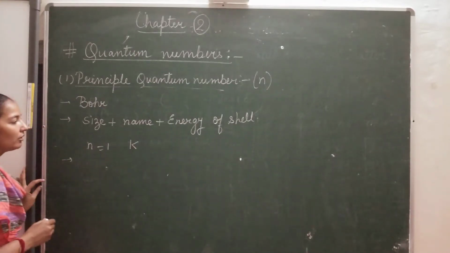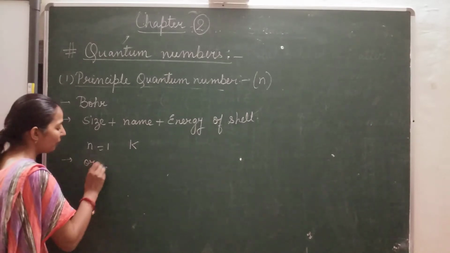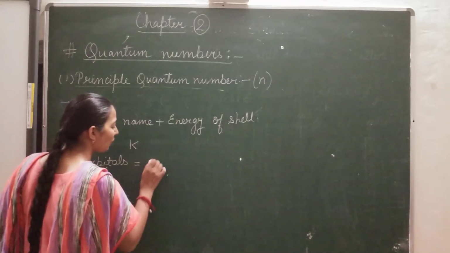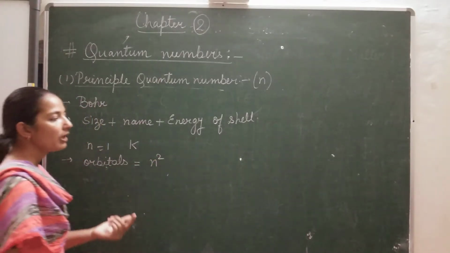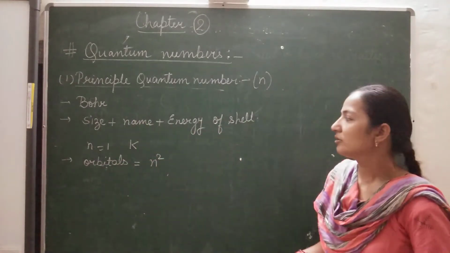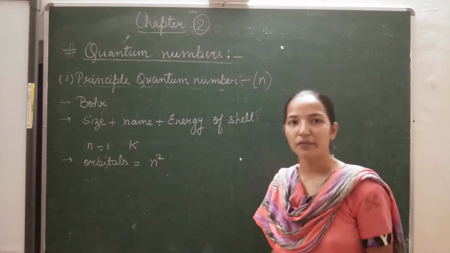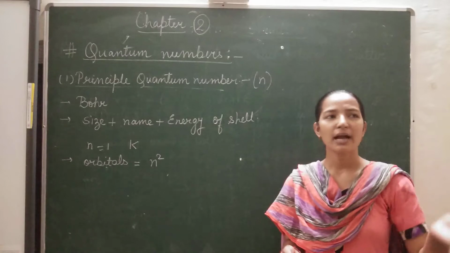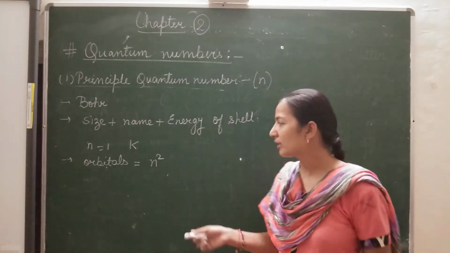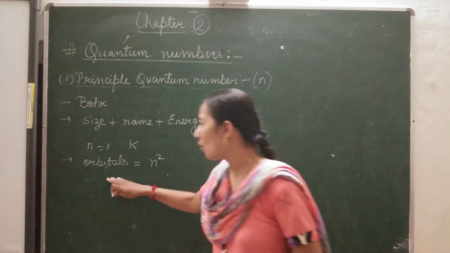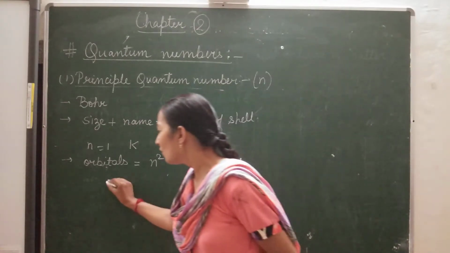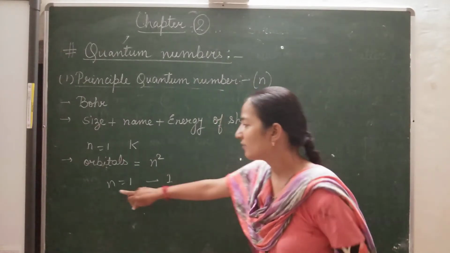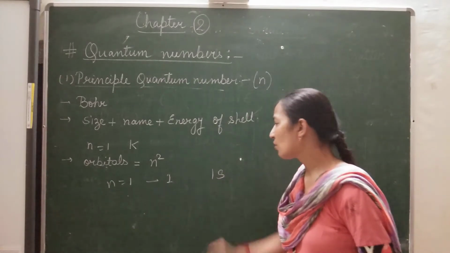One more thing is there, to calculate the number of orbitals. To calculate the number of orbitals in an orbit or shell, there is a formula, that is n square. By this formula we can calculate the number of orbitals in a shell. Orbitals are of types s, p, d, f, g, where f and g you will study at college level, not in our syllabus actually. So the number of orbitals is equal to n square. For n equals 1, the number of orbitals must be 1. That is, in n equals 1, one 1s orbital is there.